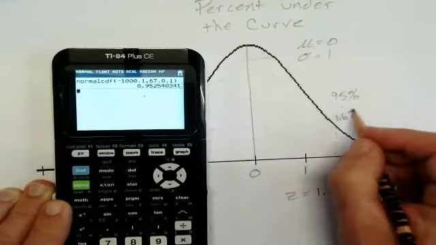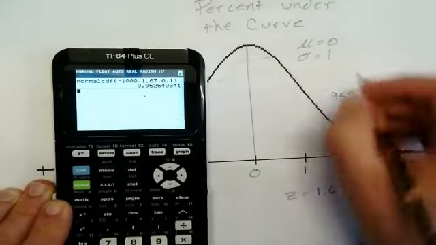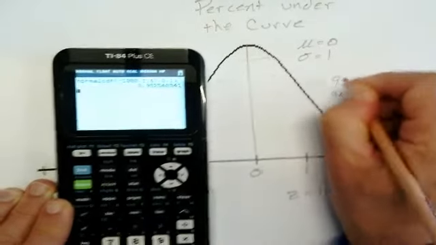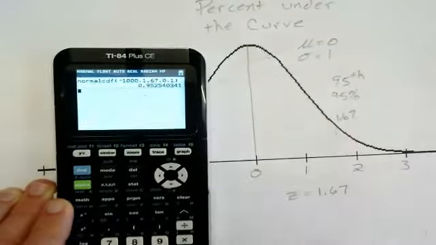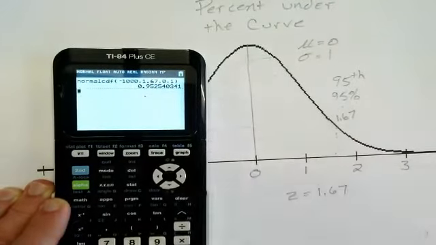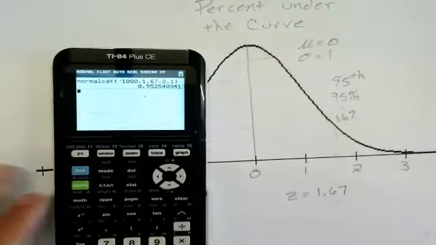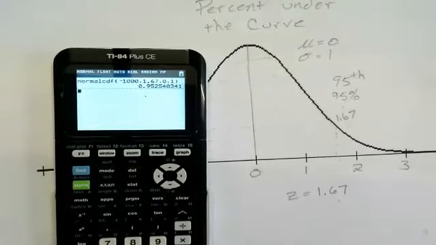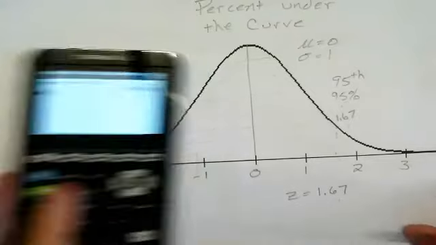So that makes a z-score of 1.67 the 95th percentile. That means 95% of the values are lower than this z-score. So if you have a z-score on a standardized test of 1.67 standard deviations above the mean, it means you scored in the 95th percentile.